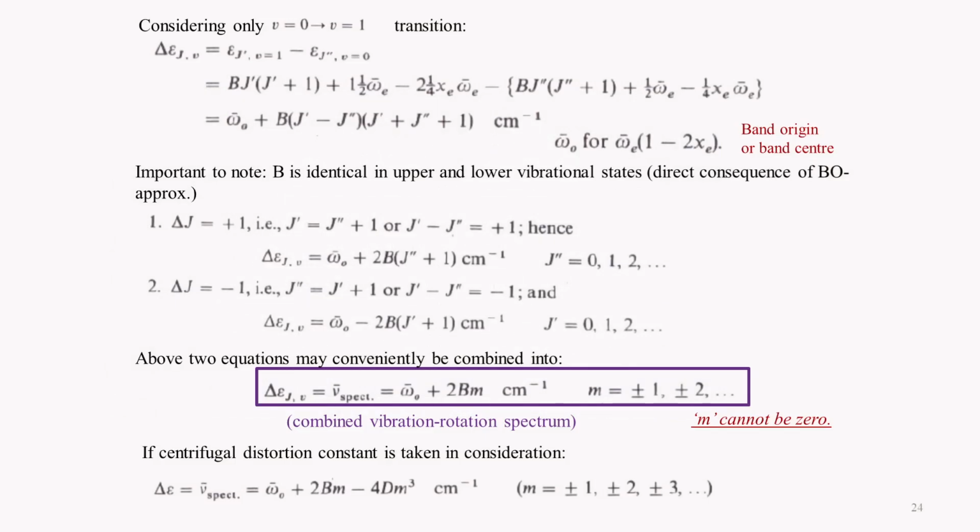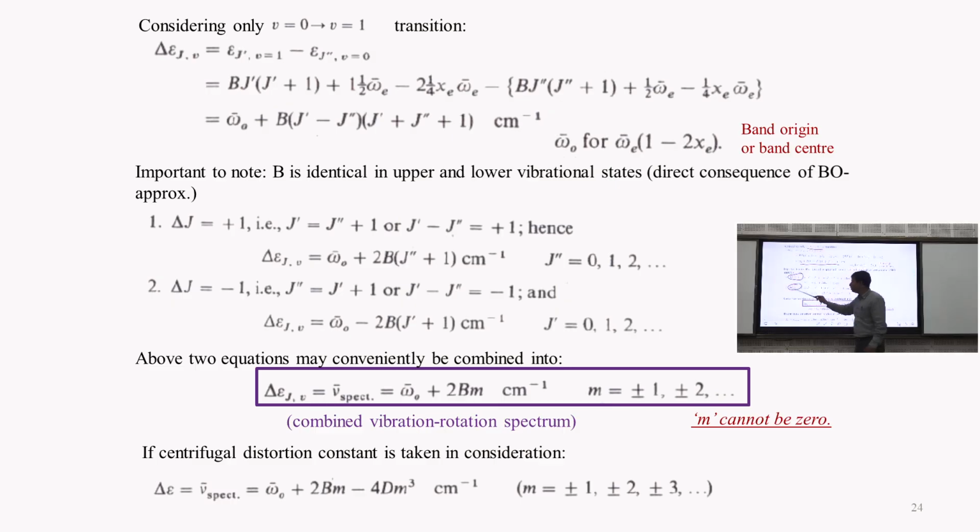Then we have to get an expression for that. Expression development is very easy. V equal to 0 to 1 only you are considering. So you will have an expression. After this expression, you have to consider two scenarios. One is delta J plus 1, another is delta J minus 1. So with delta J plus 1 considered, you get the expression omega 0 plus 2B (J double prime plus 1), and for the other, omega 0 minus 2B times this one. These are very simple things. There is no derivation, nothing. So you have two expressions, this one and this one.